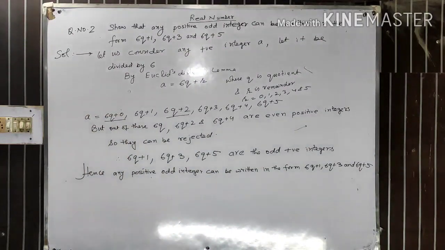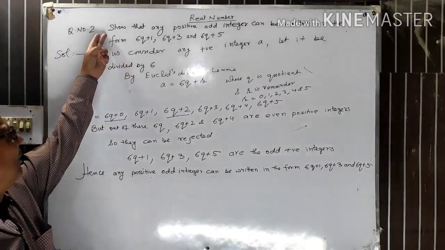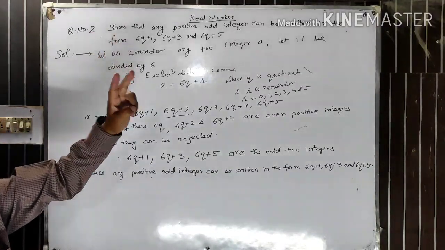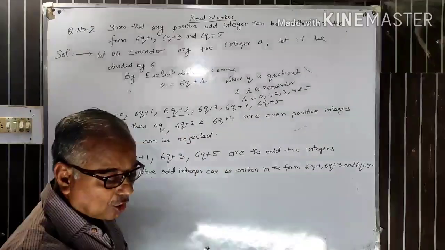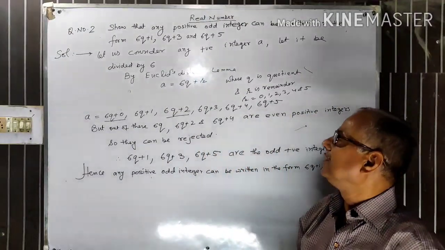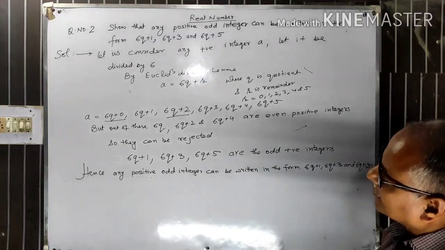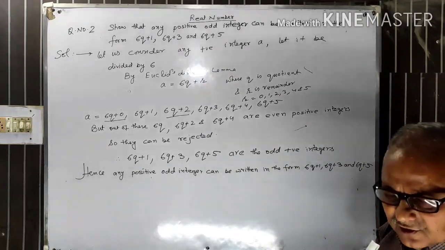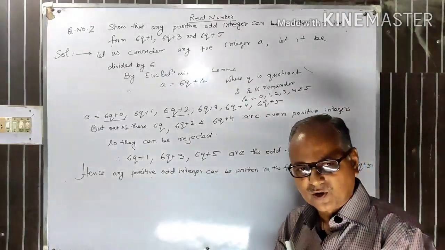एक बार फिर देखिए, बहुत ईजी है। क्या कह रहा है ये? So that any positive odd integer can be written in the form 6q plus 1, 6q plus 3 and 6q plus 5. Its solution is, let us consider, because here 6q plus 1, 6q plus 3 and 6q plus 5.